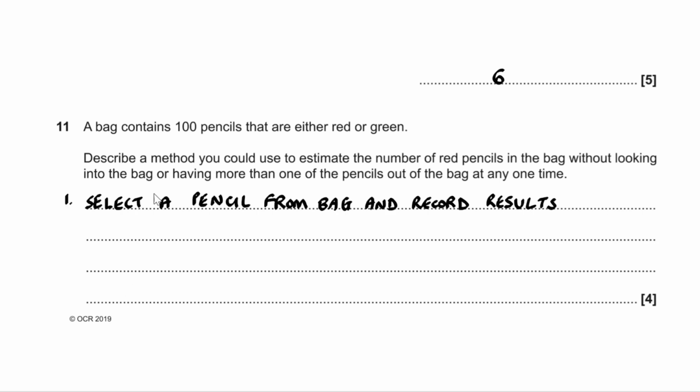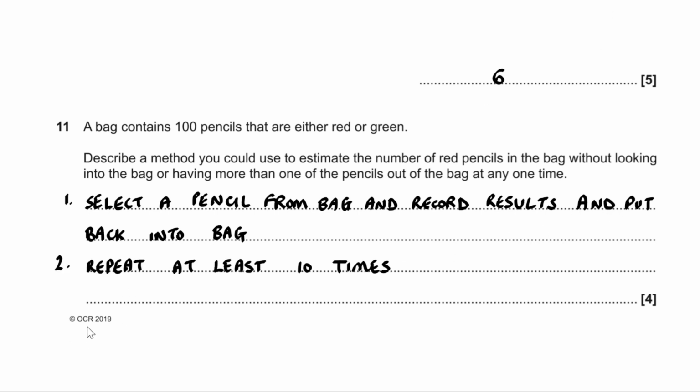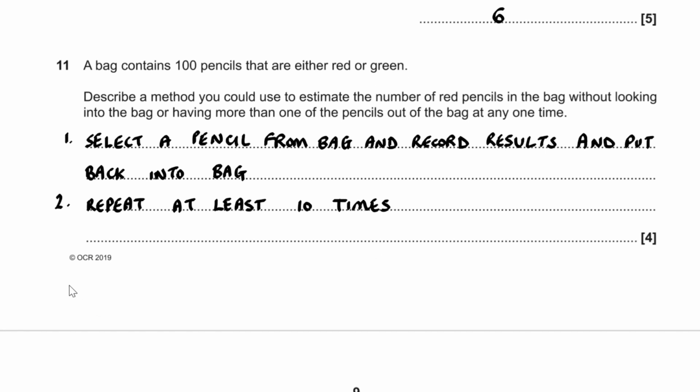The first thing we do is we select a pencil from the bag and record the result. And then what we do is we put the pencil back into the bag. We then repeat this at least 10 times. We could repeat it more times if we wanted. The more times we repeat it, the better estimate we would have.